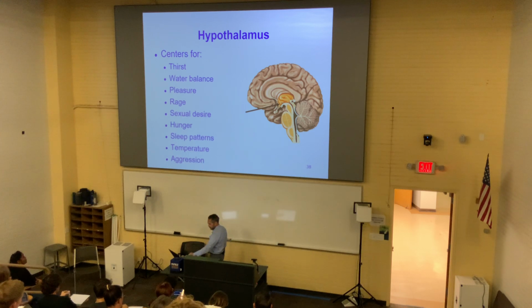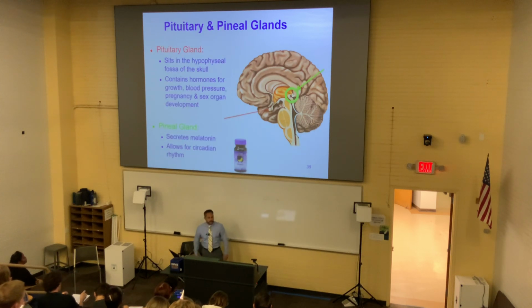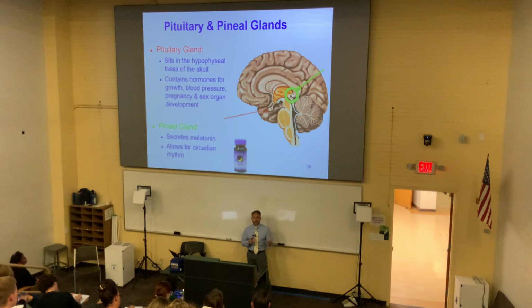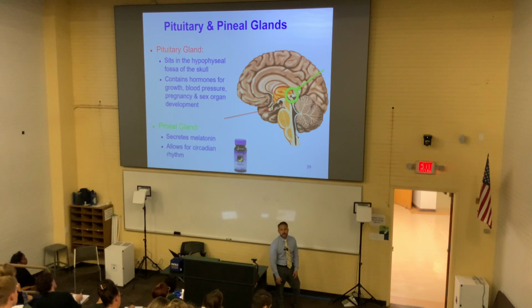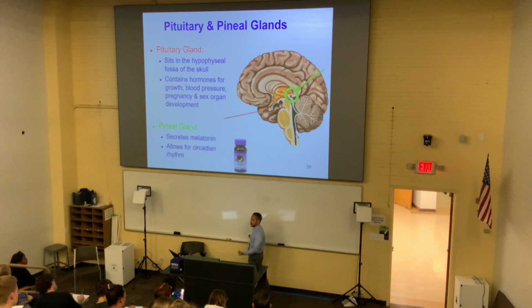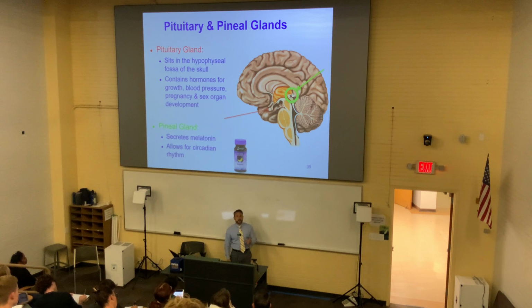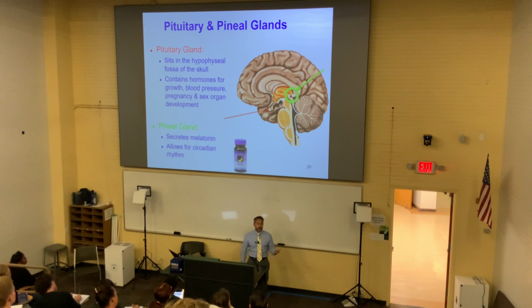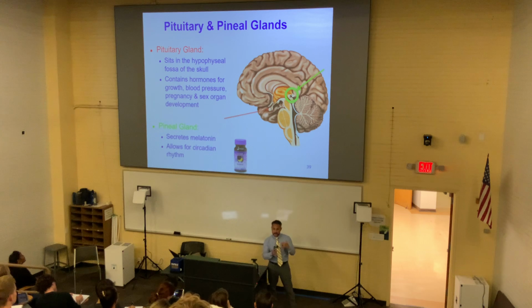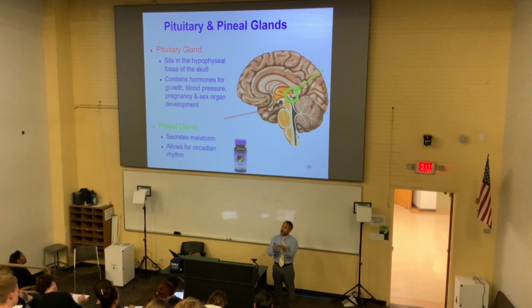Hypothalamic control. Okay, the pituitary and the pineal glands. So the pituitary gland, it contains hormones that help regulate how we grow and our metabolic processes. It regulates blood pressure, pregnancy, sexual organ development, as well as maturation and cycling that takes place based upon sexual hormone fluctuations. The pituitary gland, there's two portions of it. There's an anterior and a posterior. And you're going to learn more about it in the endocrine section in 202.